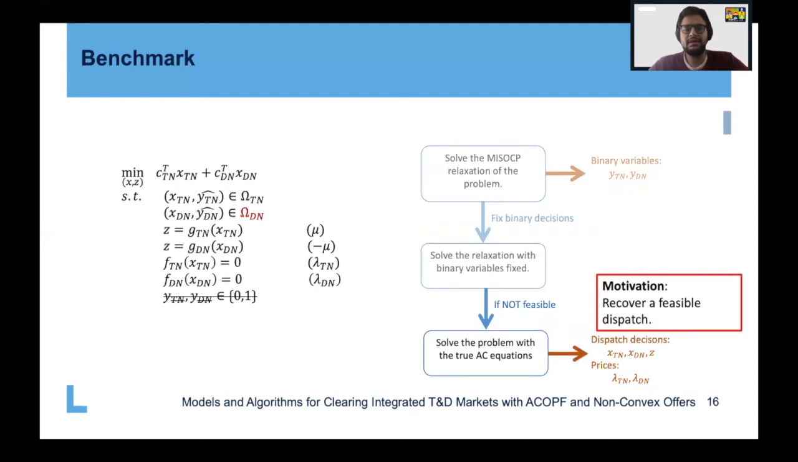Then in case we don't have a feasible dispatch from the relaxation, we will recover a dispatch by writing down the true ACOPF equations and fixing the same binaries, and we will get dispatch decisions that are now feasible and also prices, because we will solve this problem using interior-point methods.